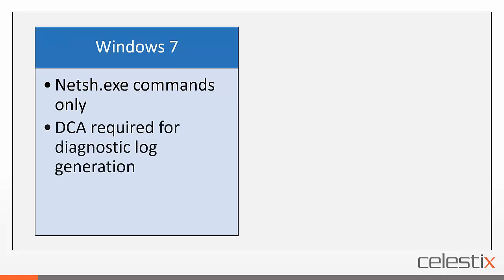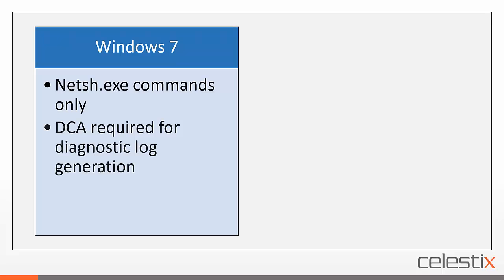So with Windows 7, of course, as I mentioned before, direct access is somewhat of an afterthought. So there were some real challenges there. Basically, the only tools you had available to you, at least from the command line perspective, were NetSH, and of course the DCA was the only thing that you could use for diagnostic log creation, and making things more difficult is there was no native PowerShell support for direct access configuration, verification, or troubleshooting, or anything like that.